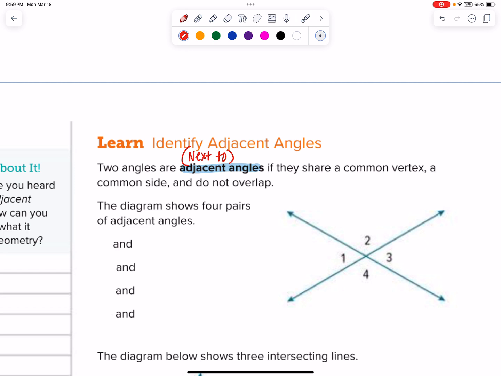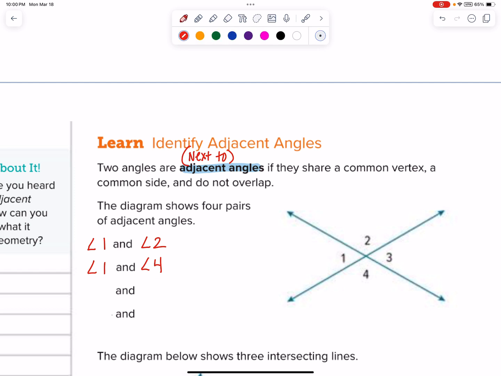So let's find the adjacent angles. So the number 1, so we could say angle 1 is next to what, or adjacent to. We can say angle 1 is next to angle 2, right? They're right next to each other. But angle 1 is also next to angle 4, right? Okay, right there. So we took care of angle 1. Let's go ahead and take care of angle 2 now.